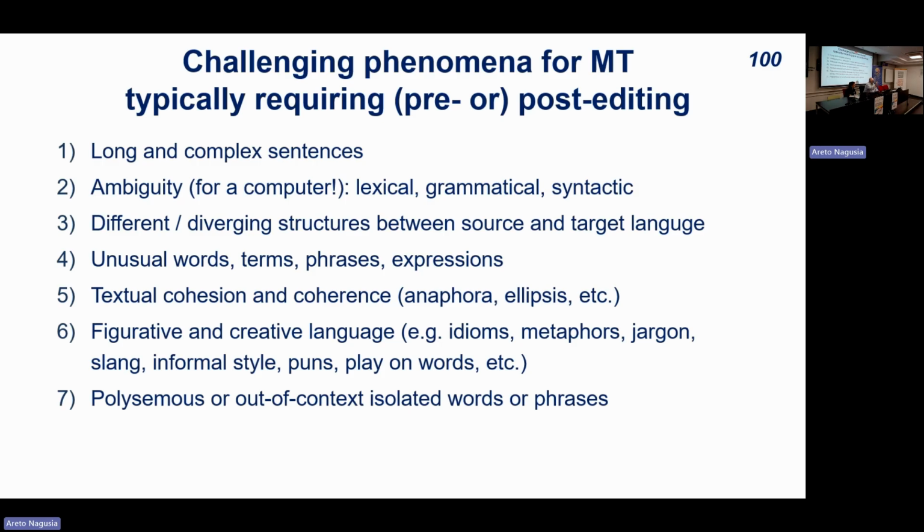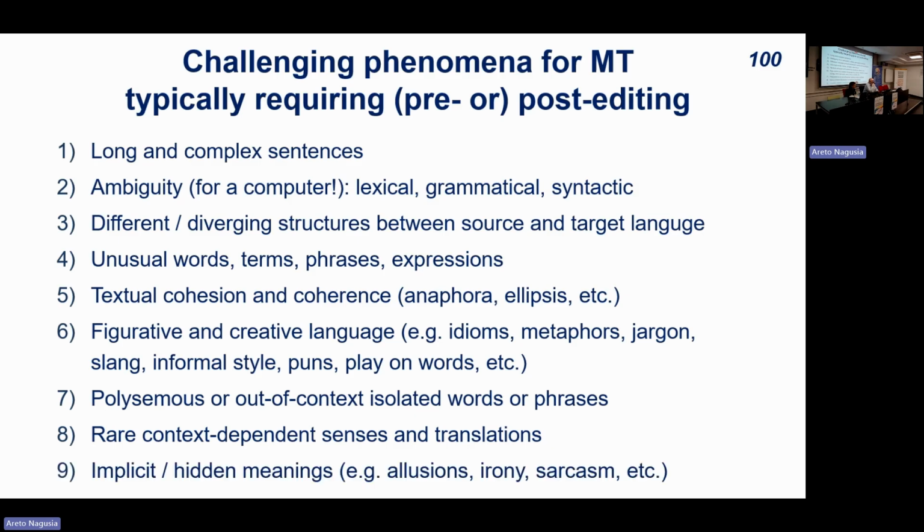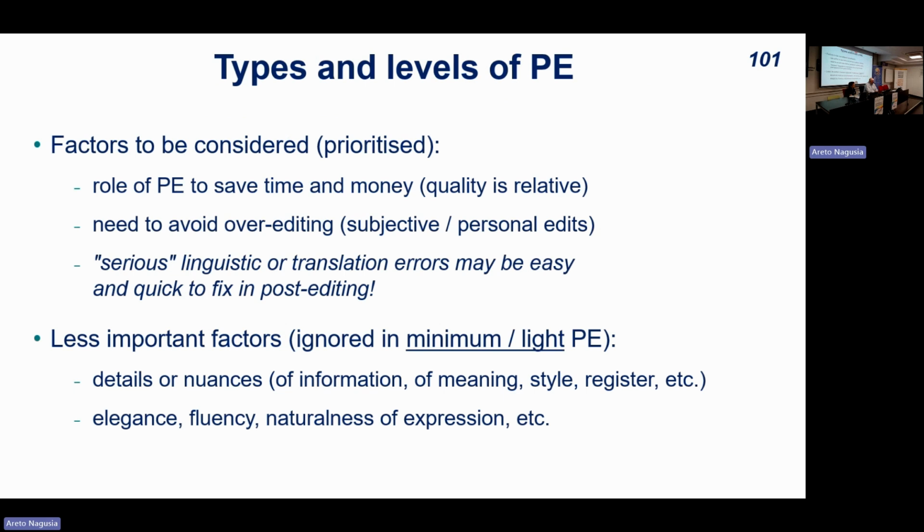It can work well, but usually when you have isolated words, the ones that can be ambiguous, things can go wrong. Think of the word key in English. There are at least 10 ways in which you can translate that, at least into Italian, and I guess also into Spanish, depending on whether it's a keyboard of a piano, a key to open a door, whatever else. Rare context-dependent sentences and translations, and this already came up in our part 1 on evaluation, and even more so implicit hidden meanings. So, for example, allusions, irony, sarcasm, etc. We all know that these can present some challenges also for human competent translators, and even more so with state-of-the-art MT, particularly for minoritized languages.